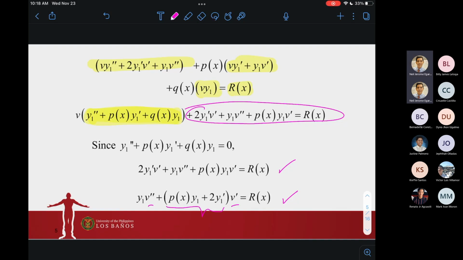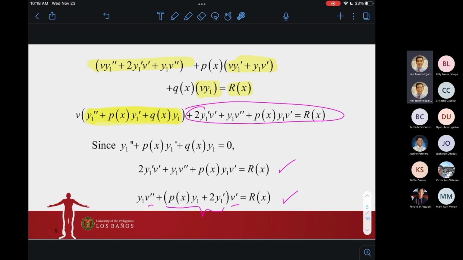I hope the process makes sense even without the final output in mind. So at least you can follow what I'm doing, and what I choose for y1, what v is, and so on. Okay? And if I am now at this particular point, I can now change the variables. And this is where reduction of order comes in.